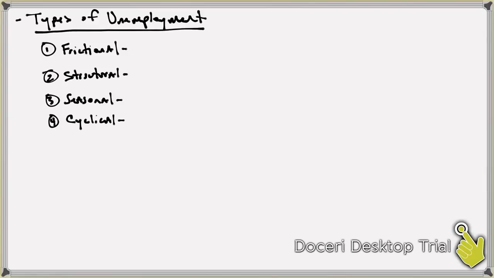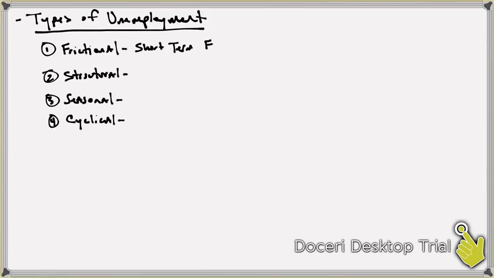So let's go through and come up with some examples of each type of unemployment. First, being frictional. We call frictional unemployment the short-term type of unemployment. So we'll put short-term. And it's short-term because it's a type of unemployment that doesn't last very long. Usually, if you fall into this category, you have the ability to be employed in the near future.